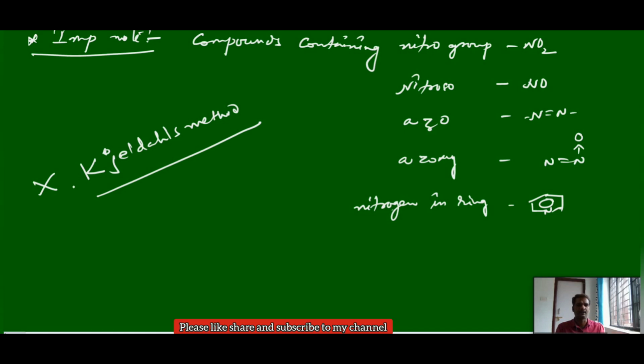So very, very important. Why? Because these compounds cannot produce ammonium sulfate when you treat them with sulfuric acid. So what is our aim? First we have to produce ammonia, but you cannot get the ammonia when you use this type of organic functional groups. That is the reason.